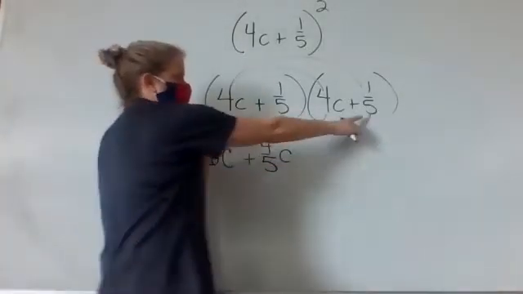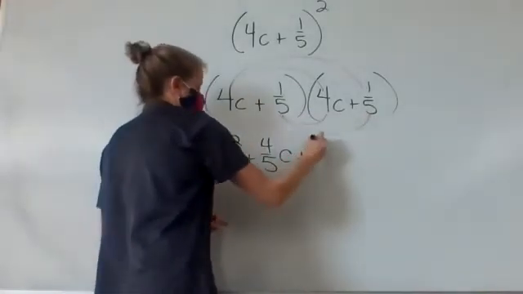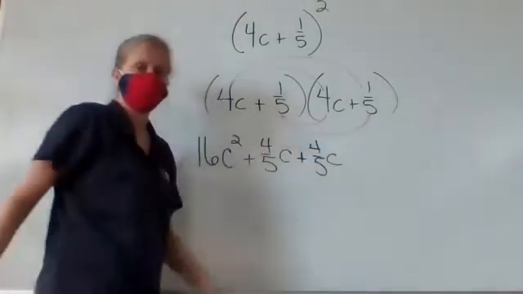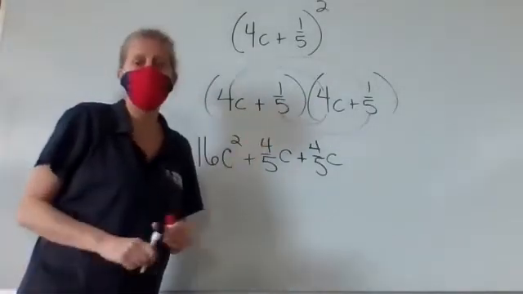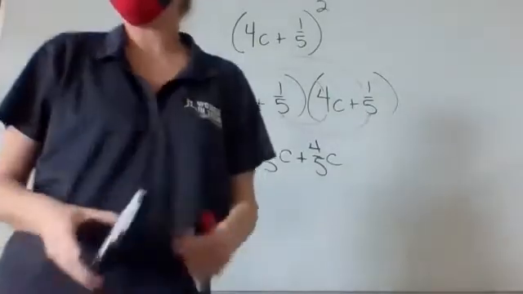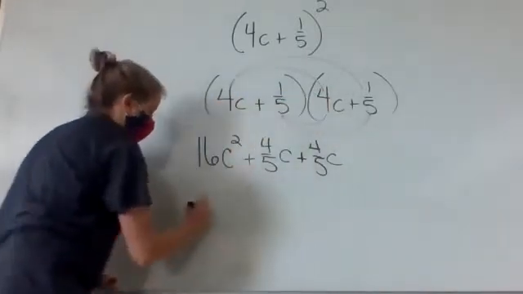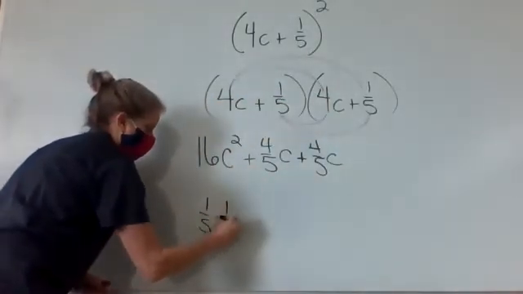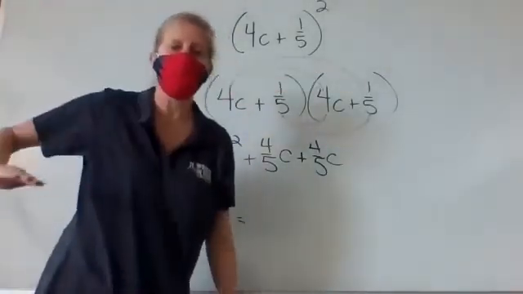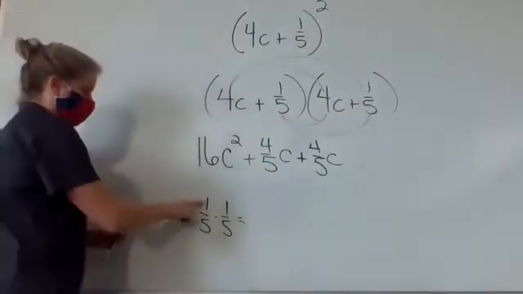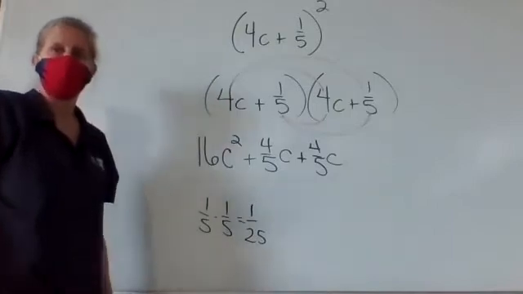One-fifth times 4. Well, that's what I just did, right? 1/5 times 4 gives me positive 4 over 5c, 4 over 5c again. And what's the last thing you have to do? 1/5 times 1/5. I'm just going to show you that it's not too bad to do by hand, because when you're multiplying fractions, you simply go straight across in the top and straight across in the bottom, which gives me 1 over 25.